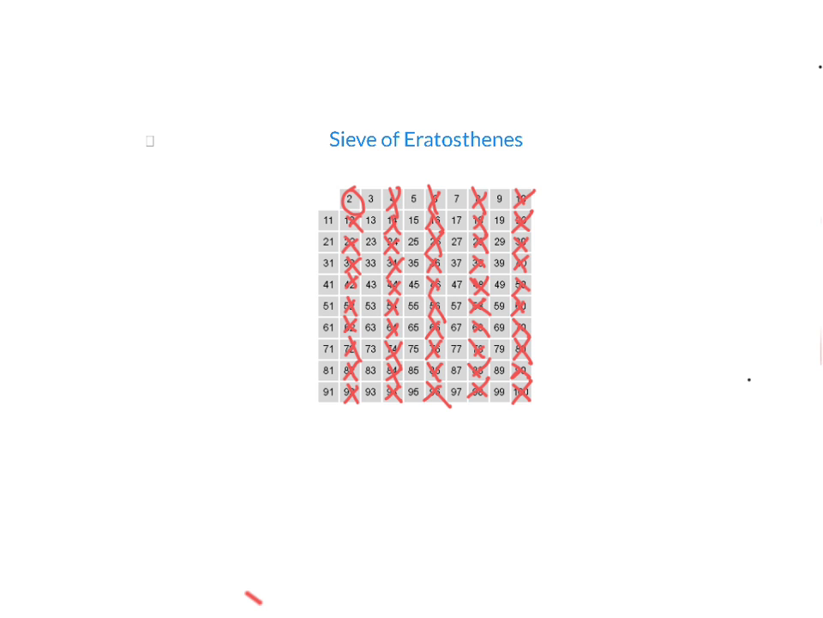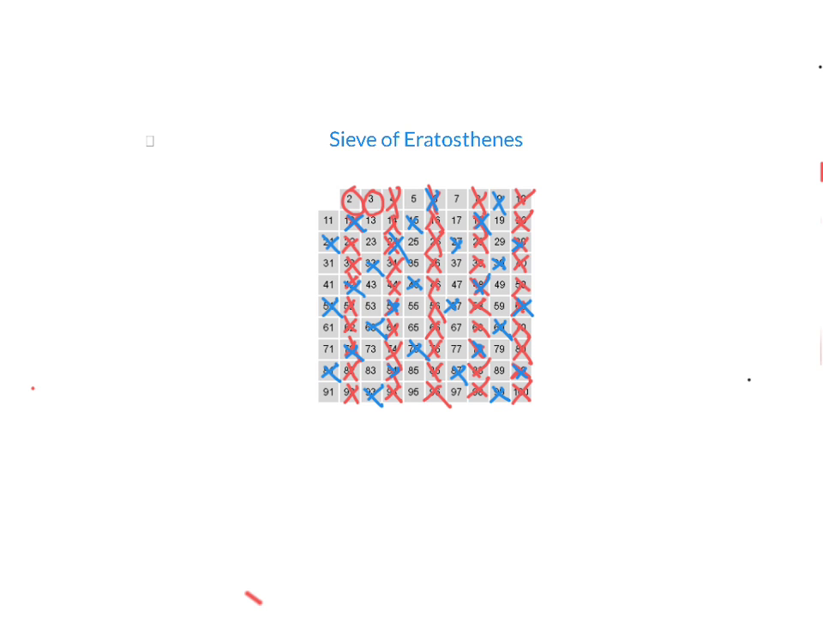So then what we do is we go to the next number and we see, is it prime? So the next number not circled yet is 3. So is that prime? Well, yes, it is. Its only factor is itself and 1. So we're going to circle 3 because it's prime. Now, I'm going to cross out all of the multiples of 3. So I've got to cross out 6, 9, and so on.